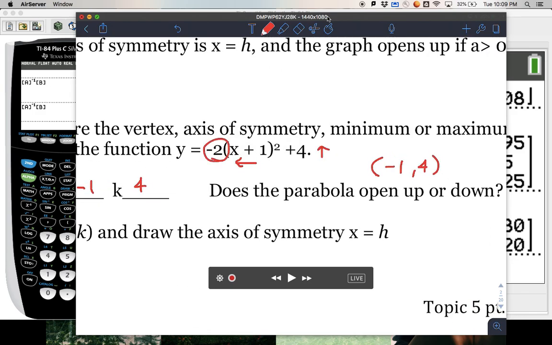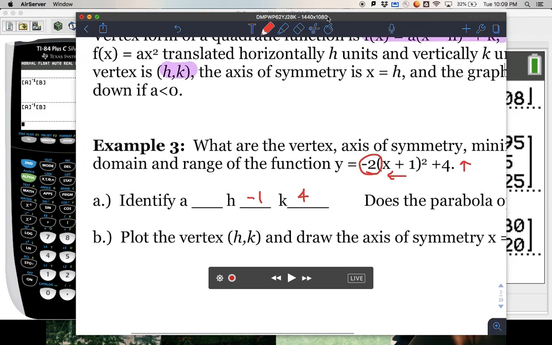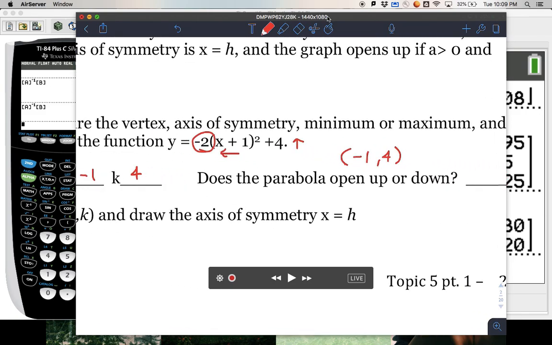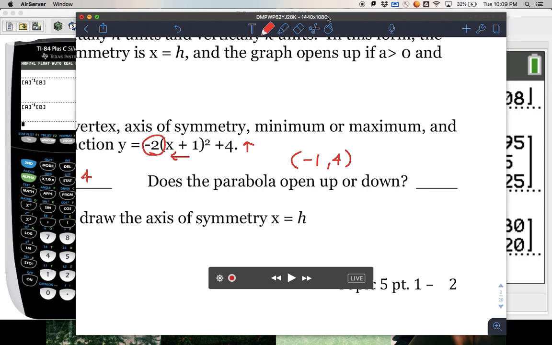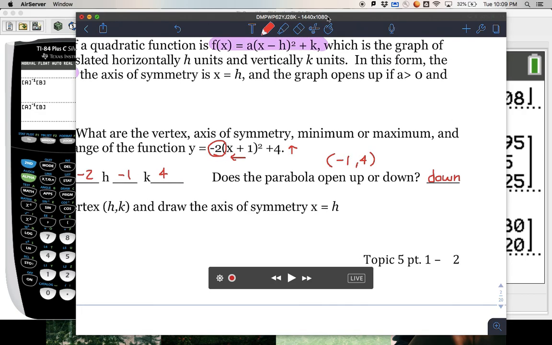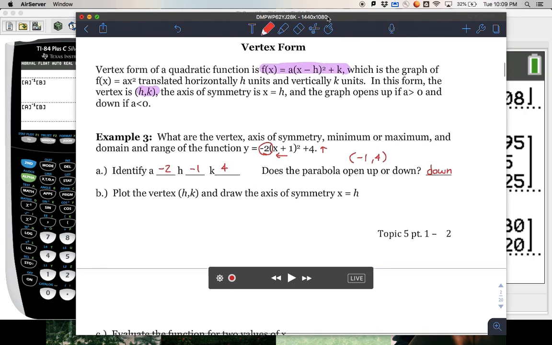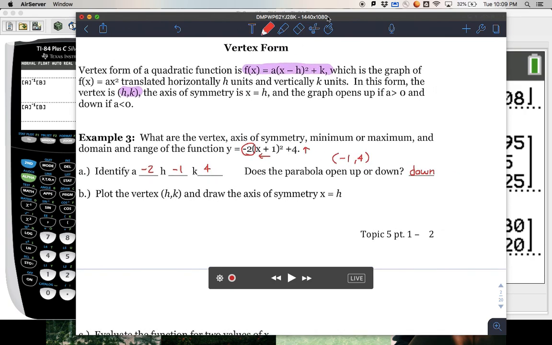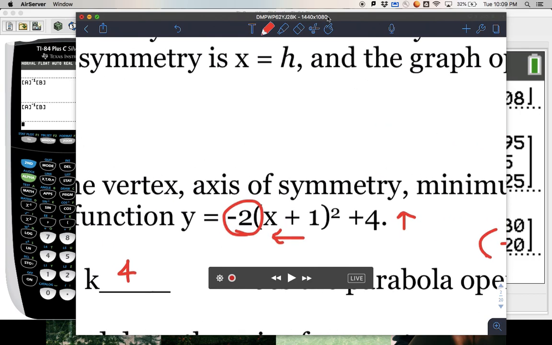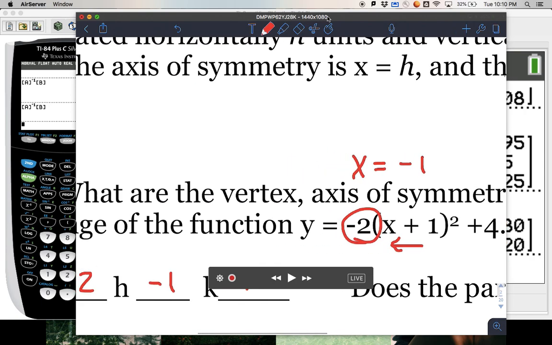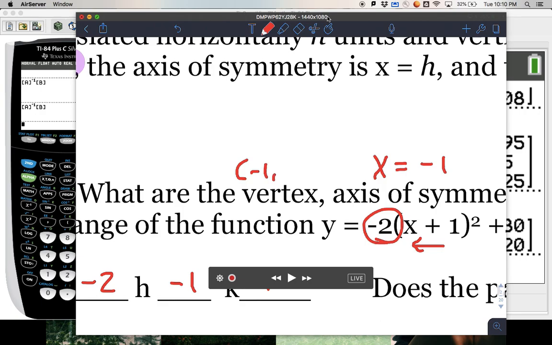And then this 2, it kind of does 2 different things. The negative flips your graph. So does a parabola open up or down? Well, if it's flipped, it's going to be opening downward, which means you're going to have a maximum. I guess there's not really a spot to write that, but you can say it's a maximum. I'll just circle it up there. Axis of symmetry, we say it's the x portion of our vertex, so it's x equals negative 1, and the vertex was negative 1 comma 4.